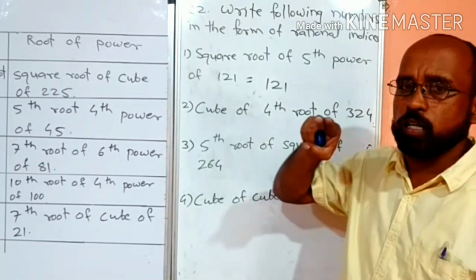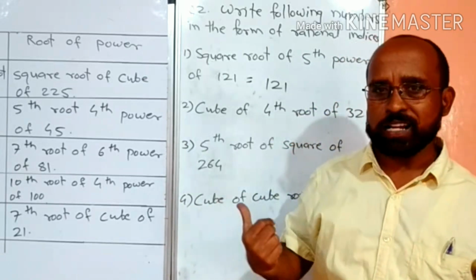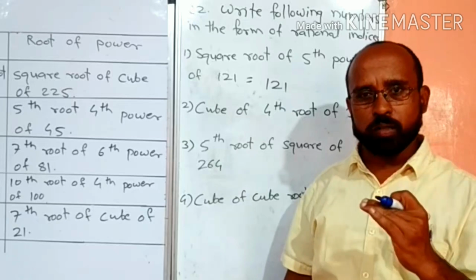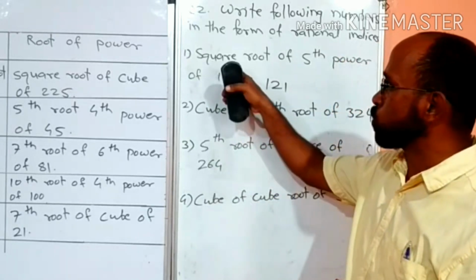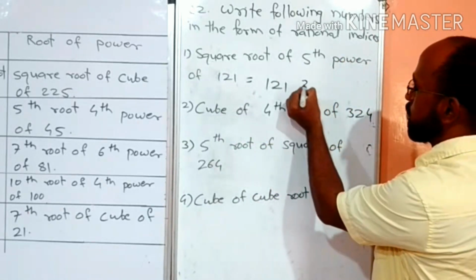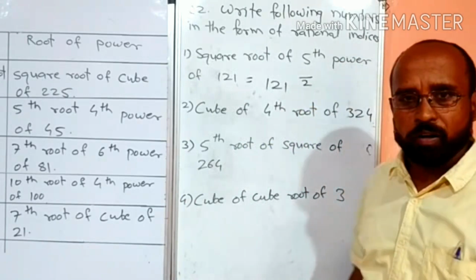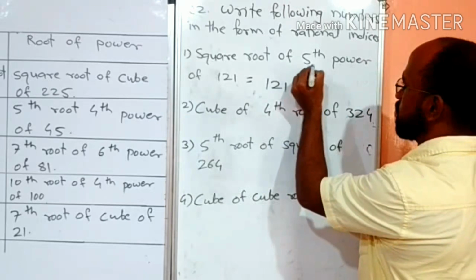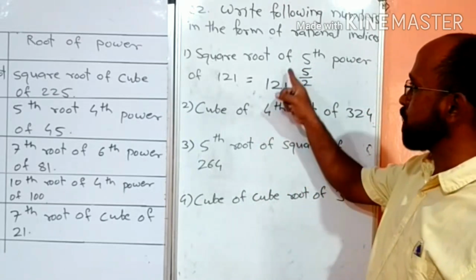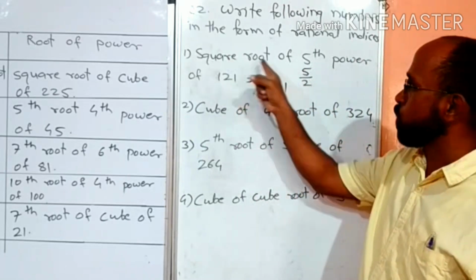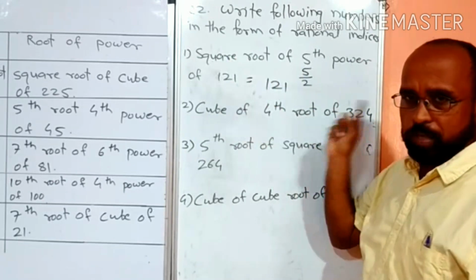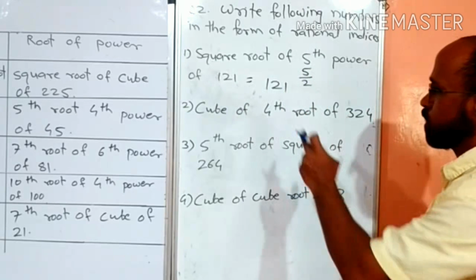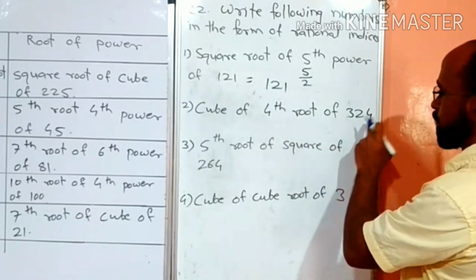Okay, and where does root come? In the rational index, in the numerator or in the denominator? Root comes in the denominator. So 2 will come in the denominator and fifth power. Power comes in the numerator. So 5 will come in the numerator. So 121 raised to 5 upon 2. Square root of fifth power of 121 means 121 raised to 5 upon 2. Clear?